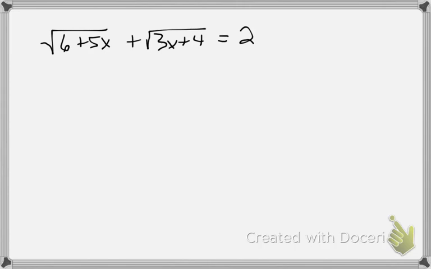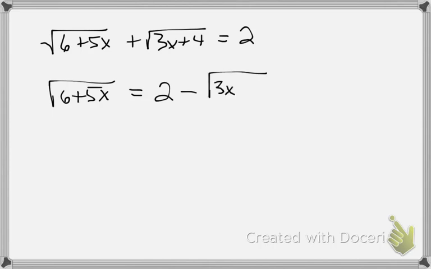I want you guys to take the reins in this one and tell me exactly what I should write on each line. So what should I write for my next line? Square root of 6 plus 5x equals 2 minus the square root of 3x plus 4. So I took that second radical and subtracted it over to the right. All right, now we can square both sides.